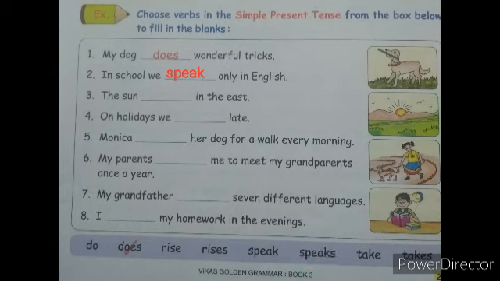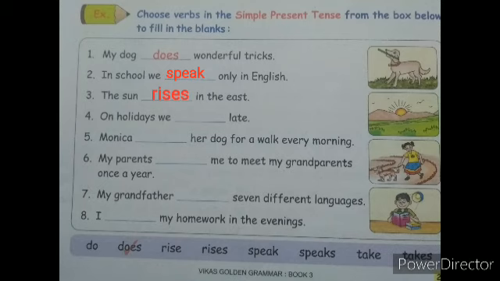Third sentence, the sun dash in the east. The word sun shows the third person. In the third person, we need to add s or ies or es to the base verb. So the answer is rises.